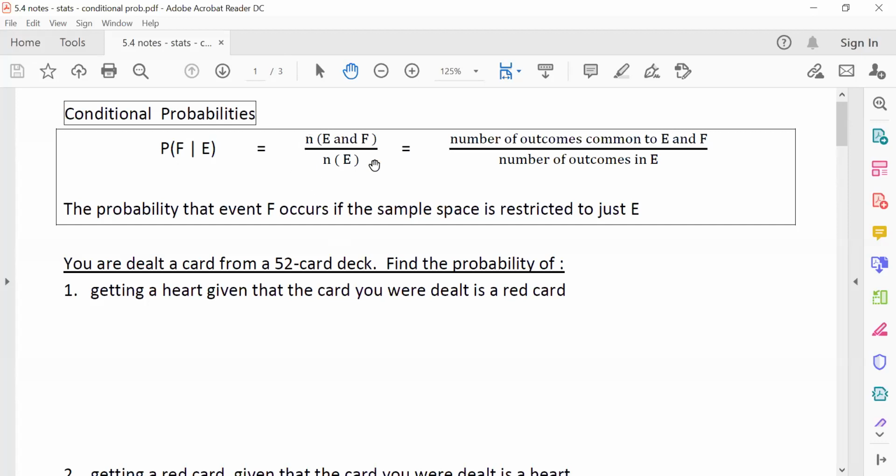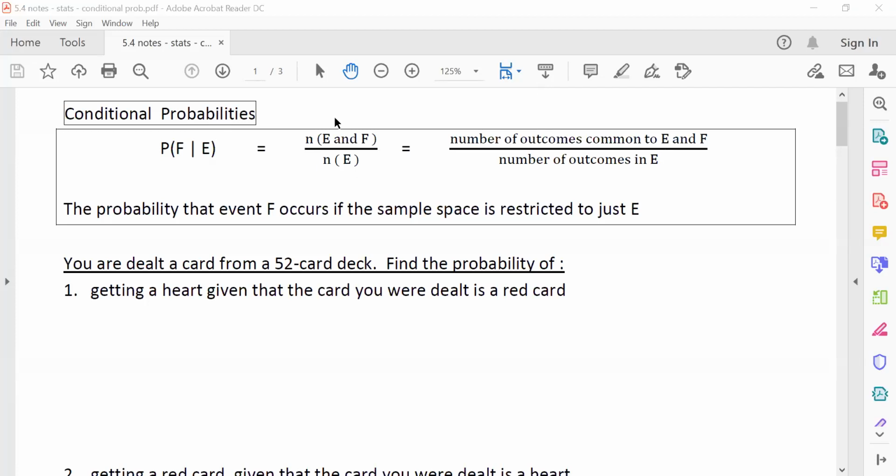There's a couple of ways you can compute that. It can be the number of outcomes common to both E and F divided by the number of outcomes in just E. Now, notice that E is the second thing. It's what's given. It's what comes after the bar. And thus, it is the thing that's going to be in the denominator. So that's kind of an important link here.